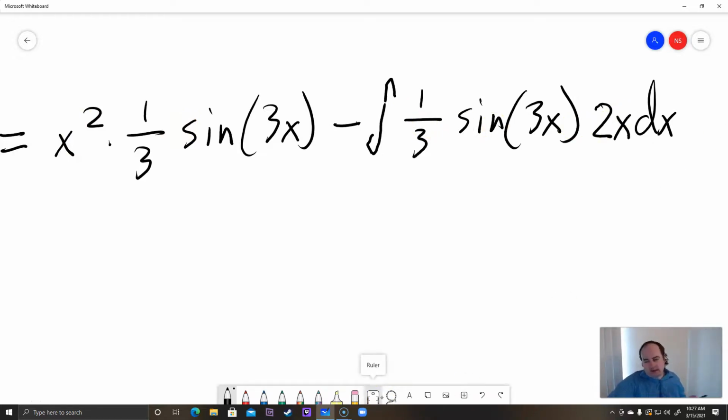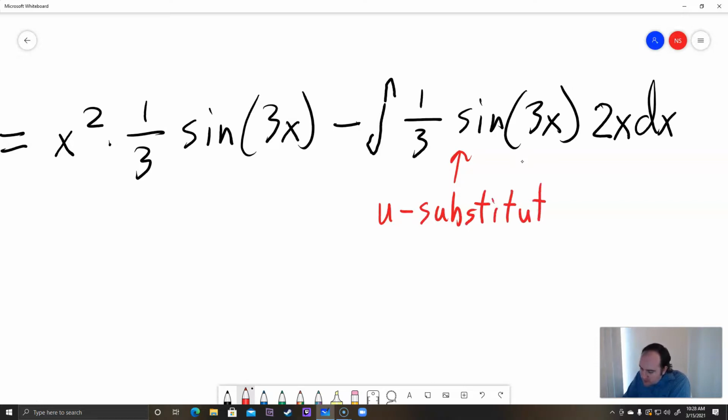So I know I already let the cat out of the bag. I let you know what the problem with this one is. If we look at this integral here, sadly, we can't do it with u substitution. Because if you let u be 2x, or let u be sine of 3x, it doesn't matter. Nothing's going to cancel out. So u substitution fails here.